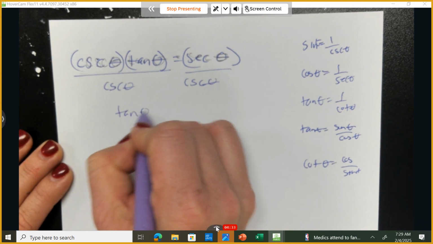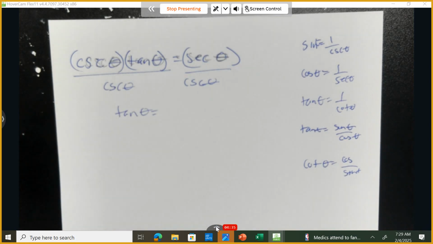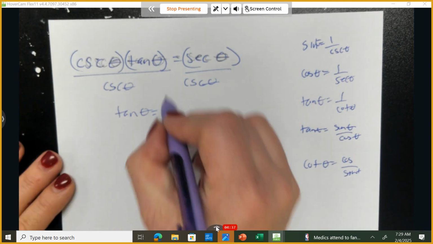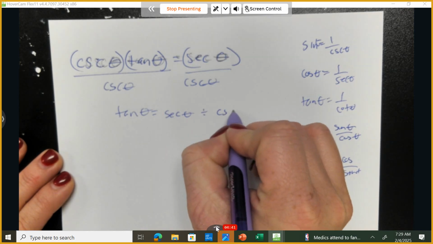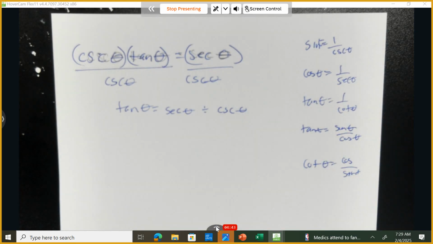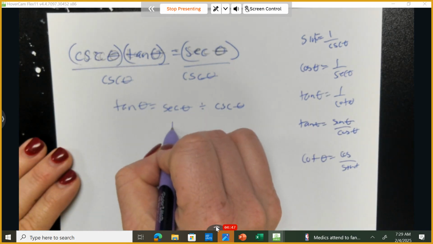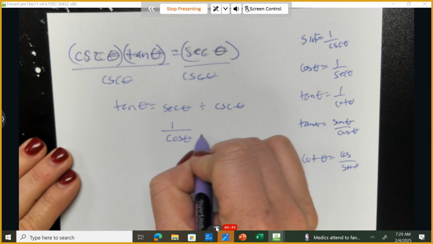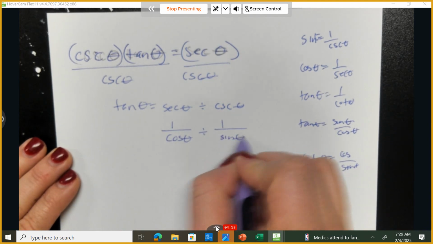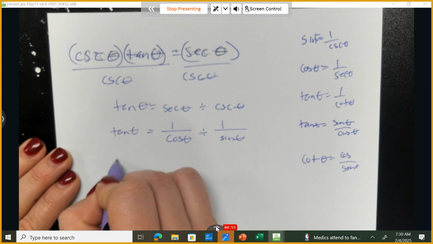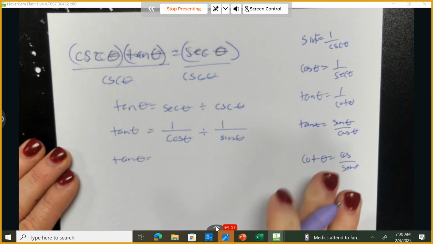So tangent is now isolated, and I'm going to write this out horizontally instead of vertically. I'm going to write secant divided by cosecant. And then I'm going to replace secant with what it's equivalent to. I know secant is equivalent to 1 over cosine, and I know cosecant is equivalent to 1 over sine. We need to continue showing the left side equals the right side.